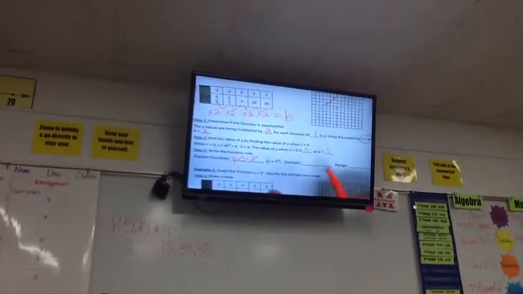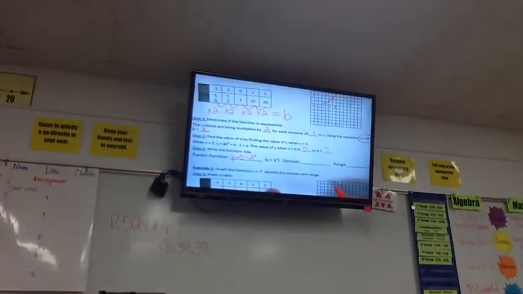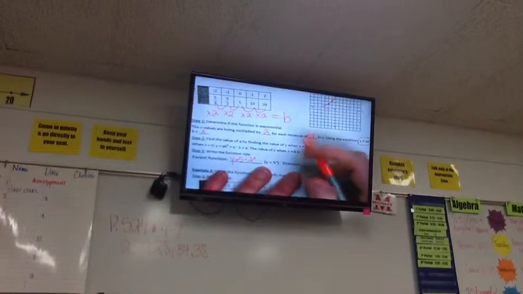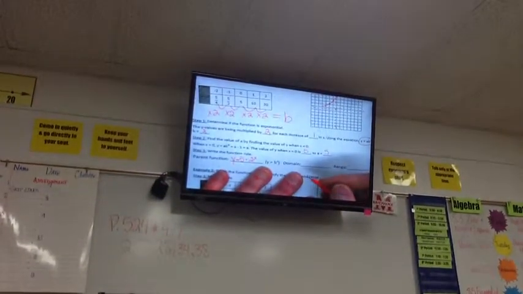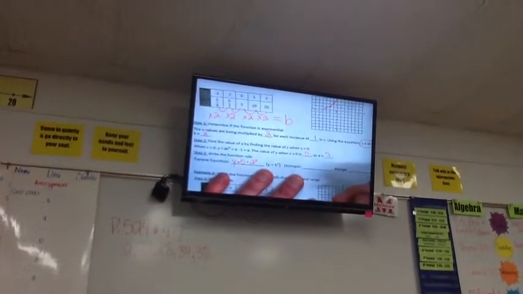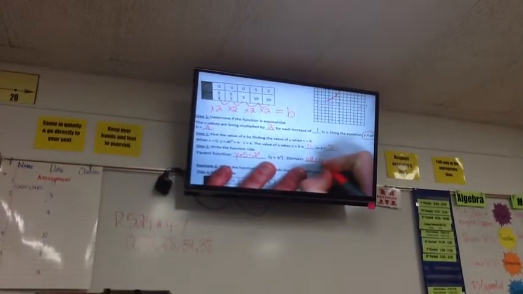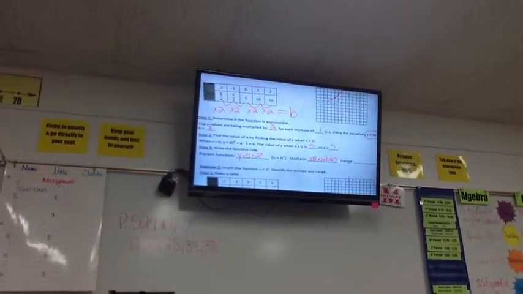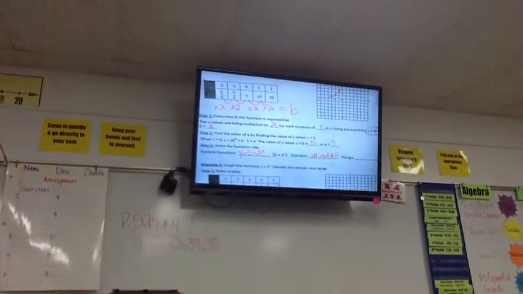So let's talk about the domain. Looking at this table of values, what is the domain? Negative 2 to 2. It can be any of them. But it keeps going. So what are all those? Negative 2, negative 1, 0. What do we call those? All real numbers. So the domain is all real numbers. There are some positives, there are some negatives, so it's all real numbers.